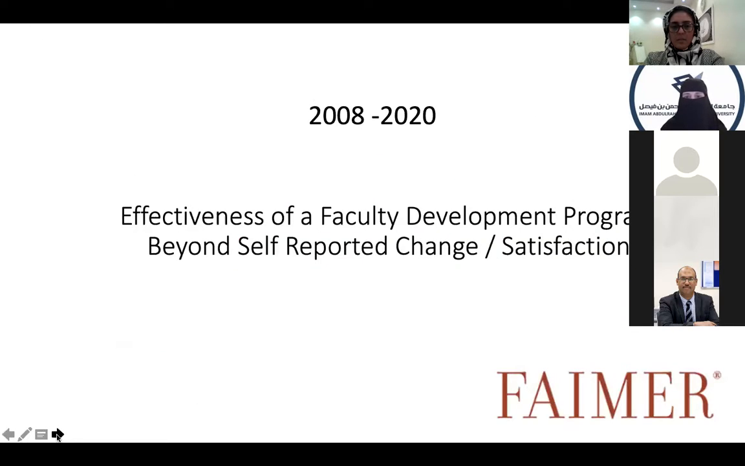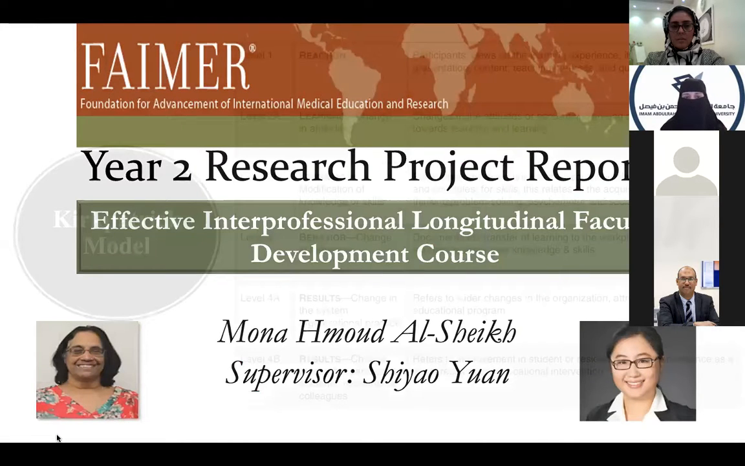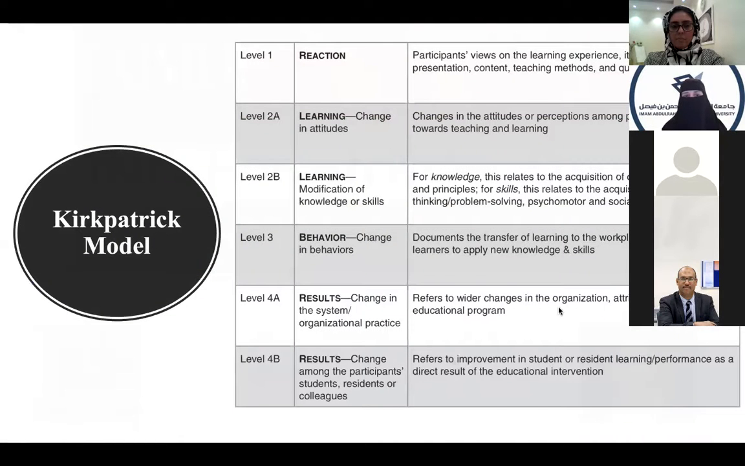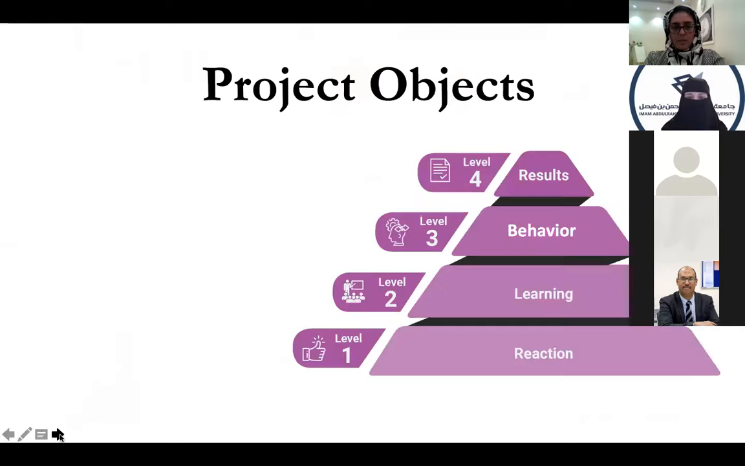So this was part of my FAIMER project, and I had two supervisors, Shiyao Yuan and Sneha Gupta. And we tried to do this evaluation at the third and fourth level. So the first and second were done before, and we revised this paper by Yvonne Steinert on the faculty development initiatives for so many years, and how evaluation of those faculty development or the impact of this faculty development on education. So as I told you, the number 1 and 2 of Kirkpatrick, this is the Kirkpatrick model, which most of you are familiar with.